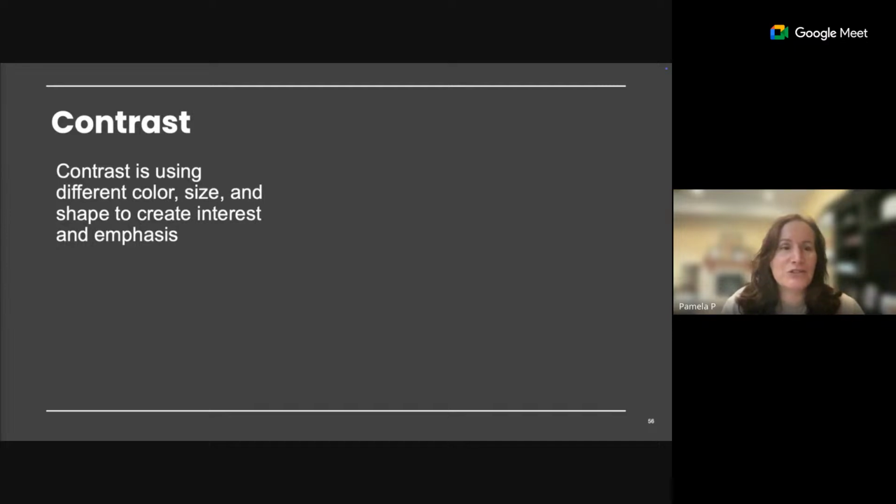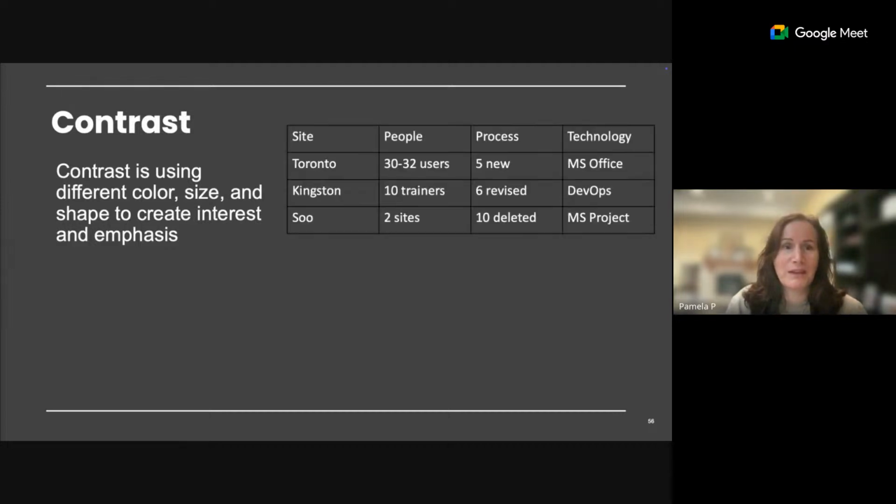I'm going to get now into something called contrast. And contrast is using different color, size, shape to create interest and emphasis. Okay? Now look at this first table. You can't really tell that the first row is a header row. There's nothing to differentiate it from the other data.